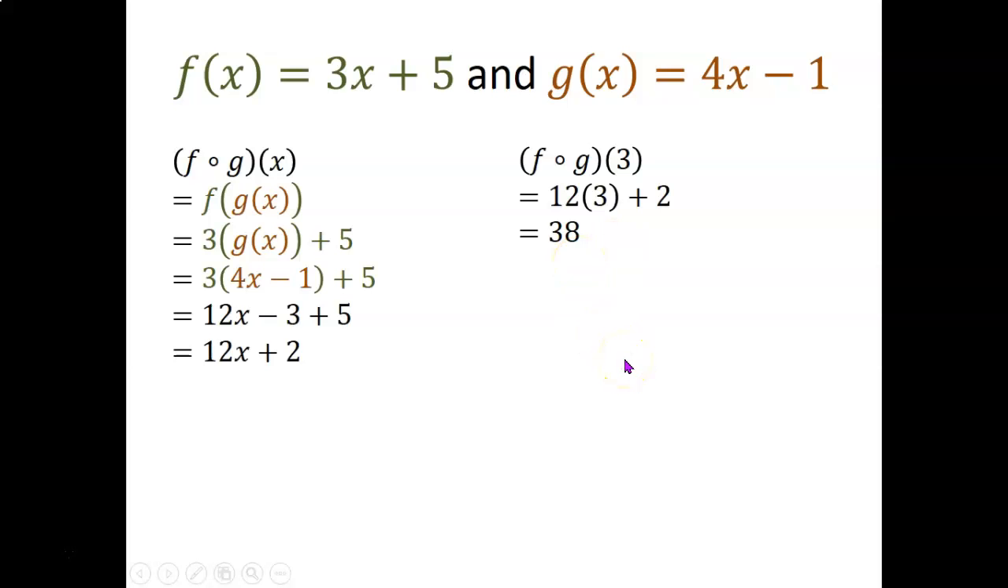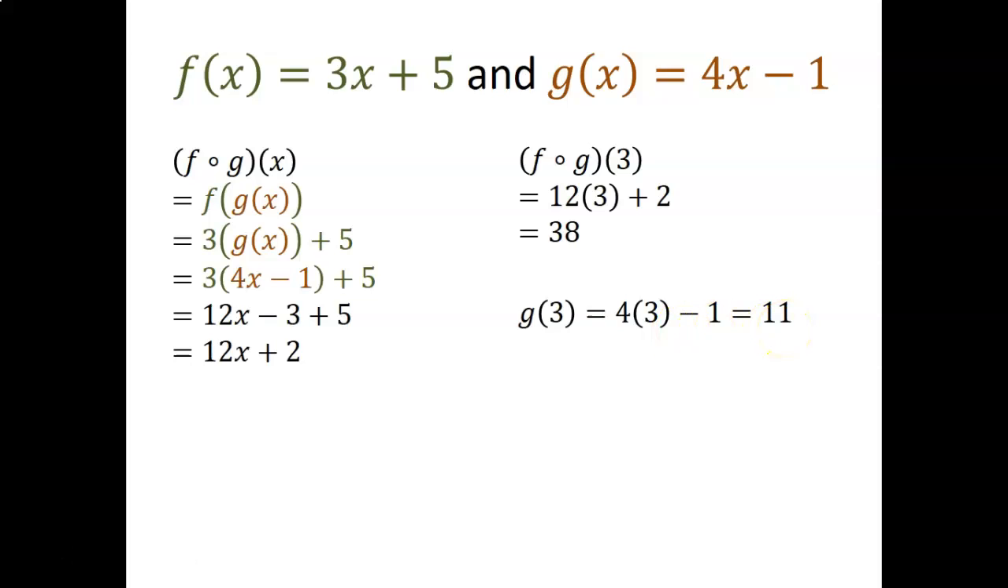But we can also get this by thinking about what this does. F composed with g of 3 means first we do g of 3. G gets its hands on x, x being 3. So what does g do to 3? It multiplies it by 4 and subtracts 1. 4 times 3 minus 1 is 11.